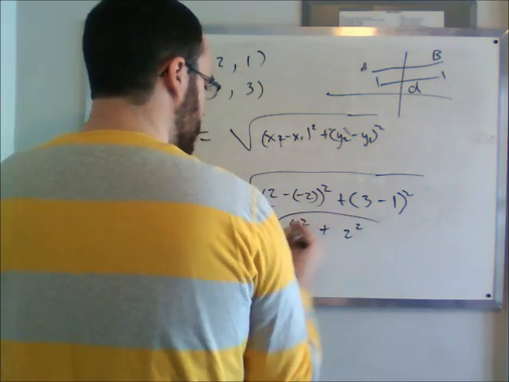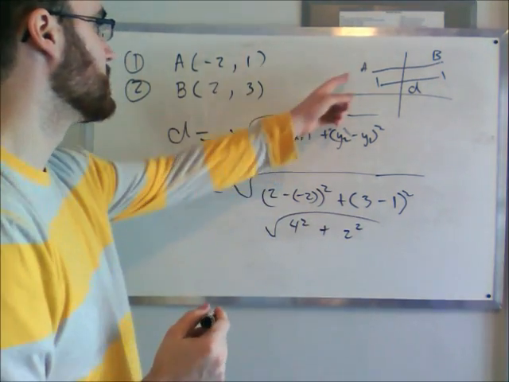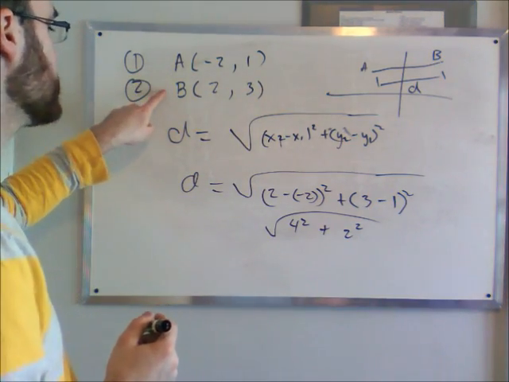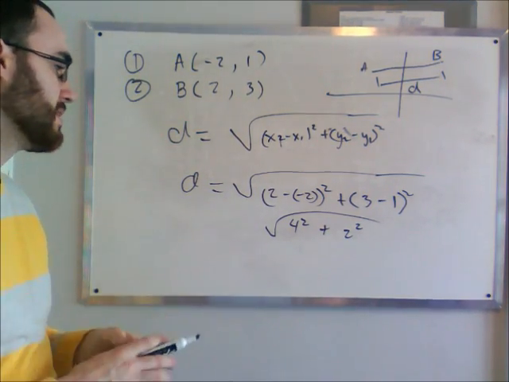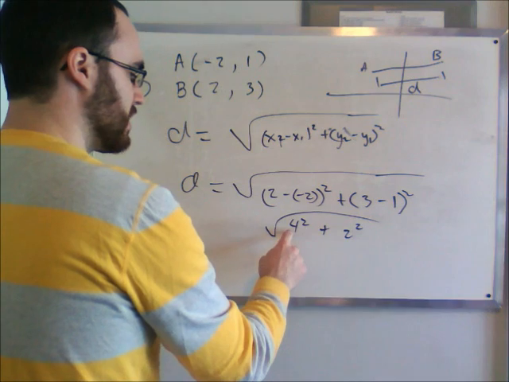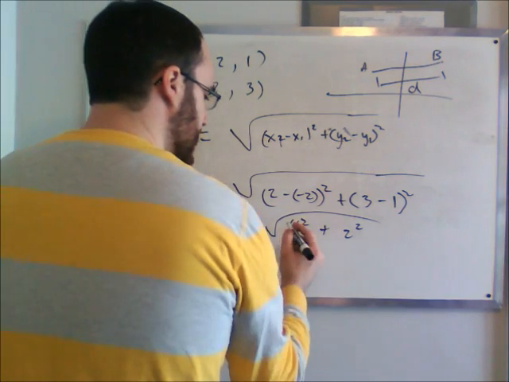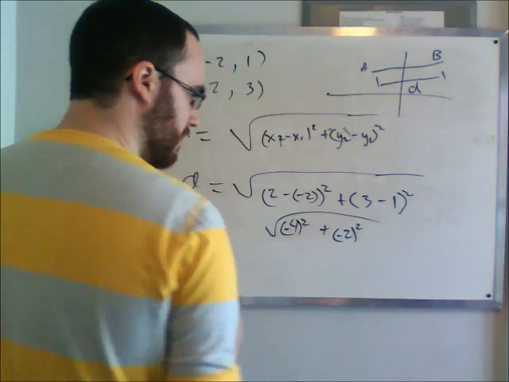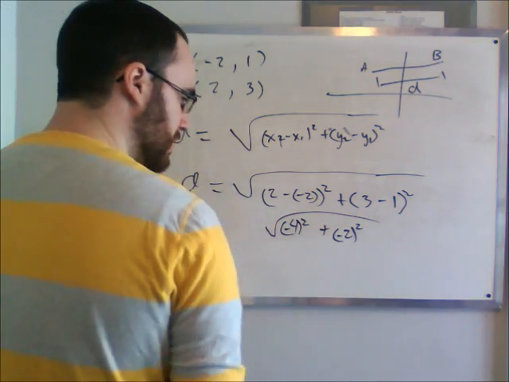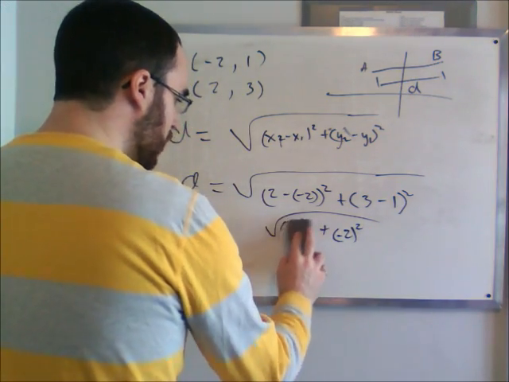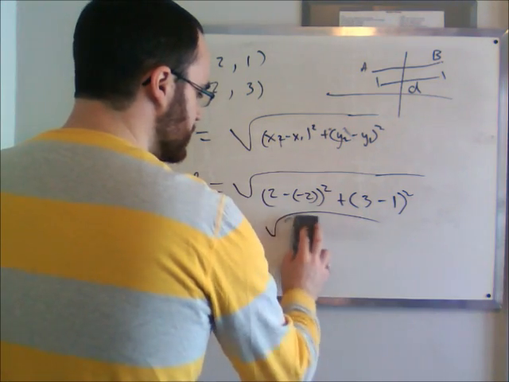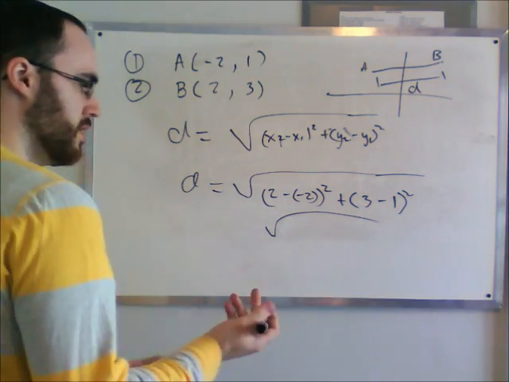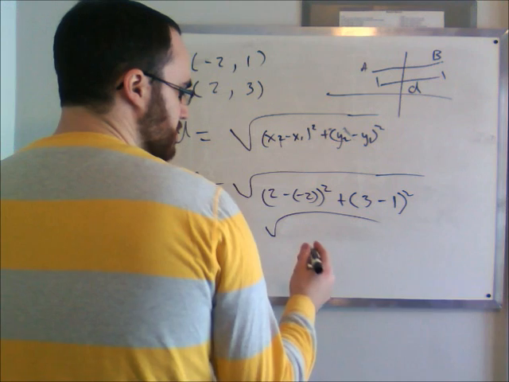If we had done it the opposite way and chosen this as point 2 and this as point 1, all that would have happened is these numbers would have come out as negative. So it would have been negative 4 and negative 2. But remember that the negative is squared, right? So a negative squared becomes a positive, and it will work out either way. I like to choose the larger point as point 2, but whatever you choose should be fine.